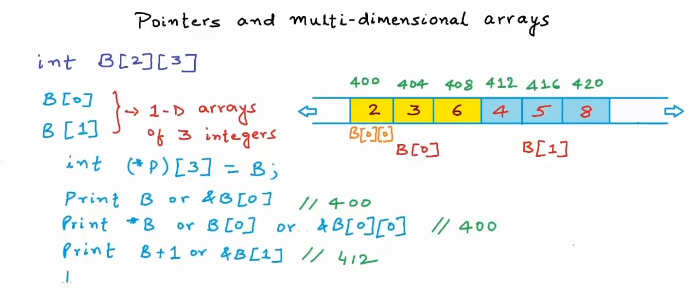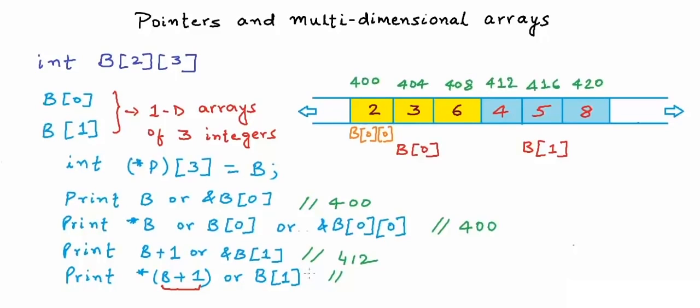Okay, now what if I print *(B plus 1)? When we put an asterisk, when we try to dereference, this is when the type of pointer becomes important. B is a pointer to a one-dimensional array of 3 integers. So B plus 1 is also a pointer to a one-dimensional array of 3 integers. And when we dereference, we will get this whole one-dimensional array of 3 integers starting at address 412. *(B plus 1) is the same as B1. So we will get B1.